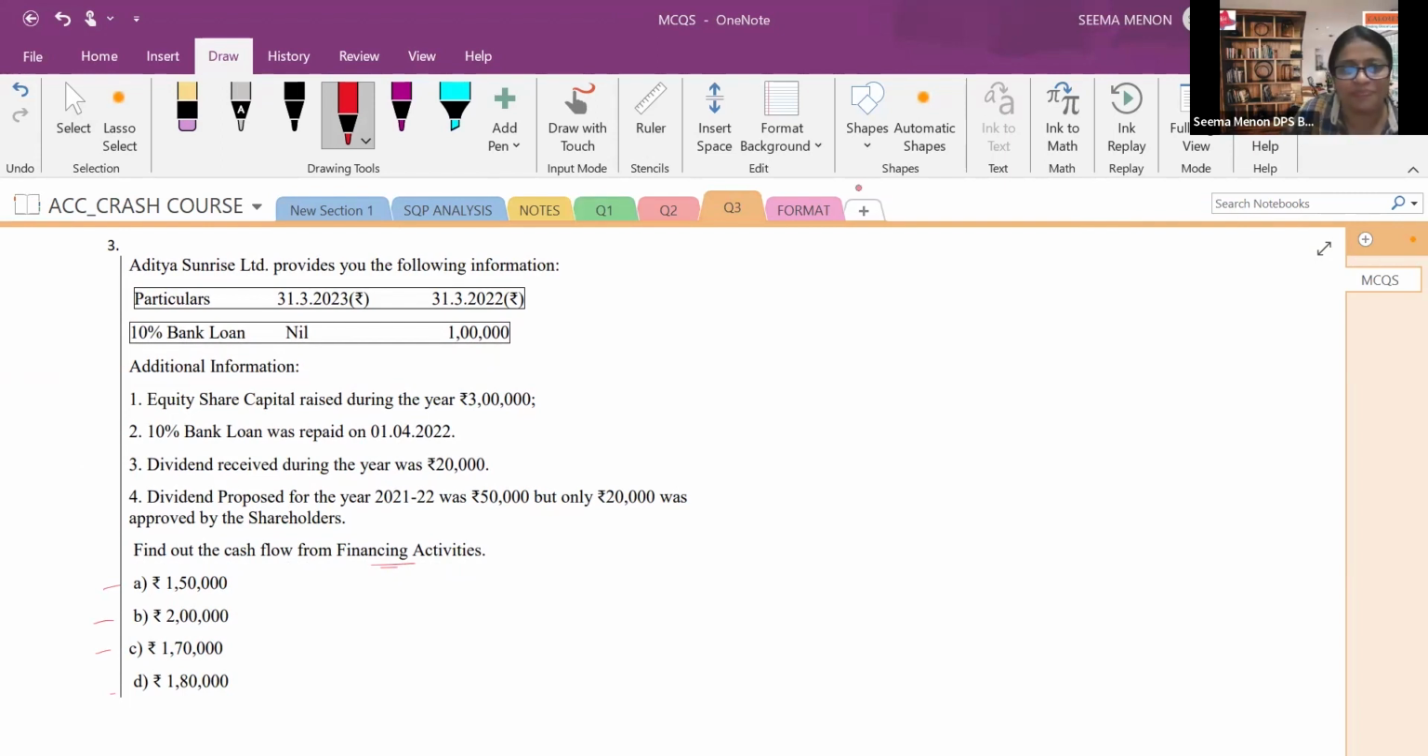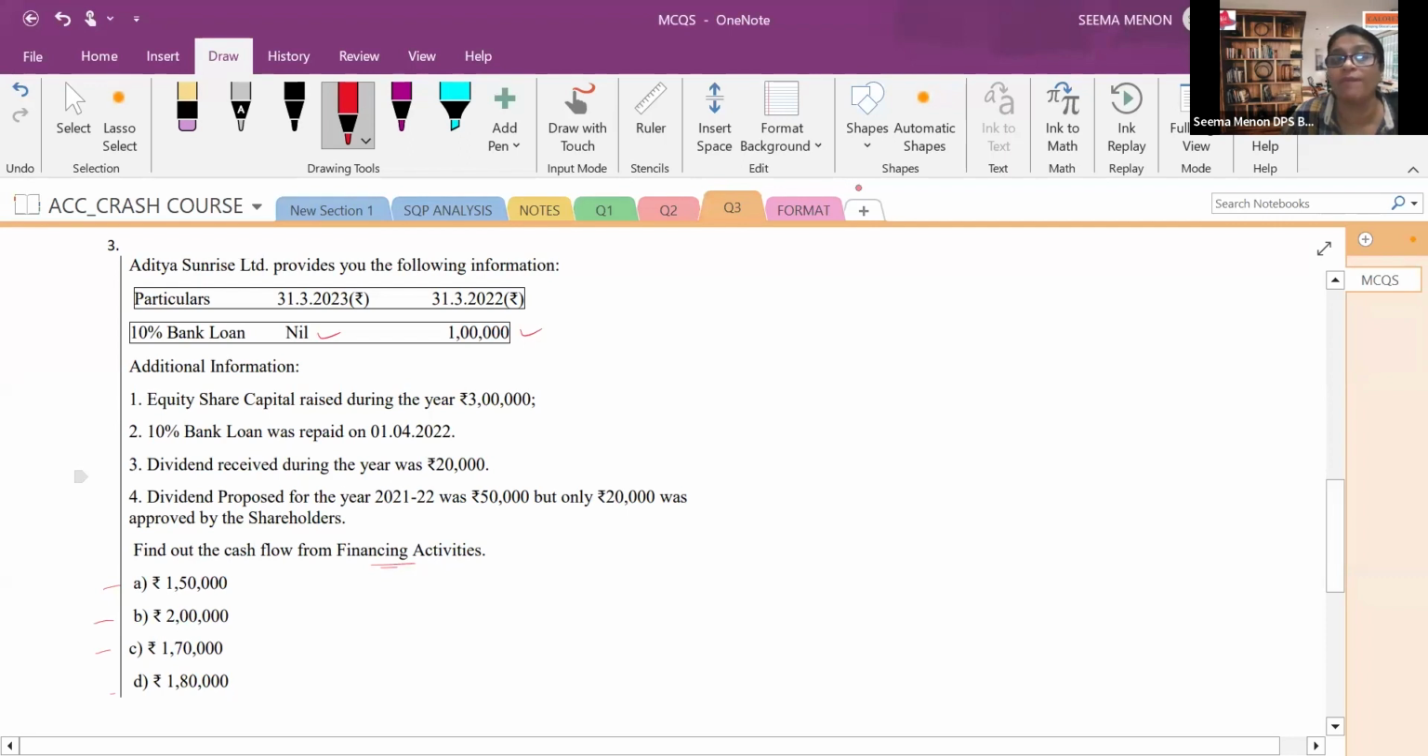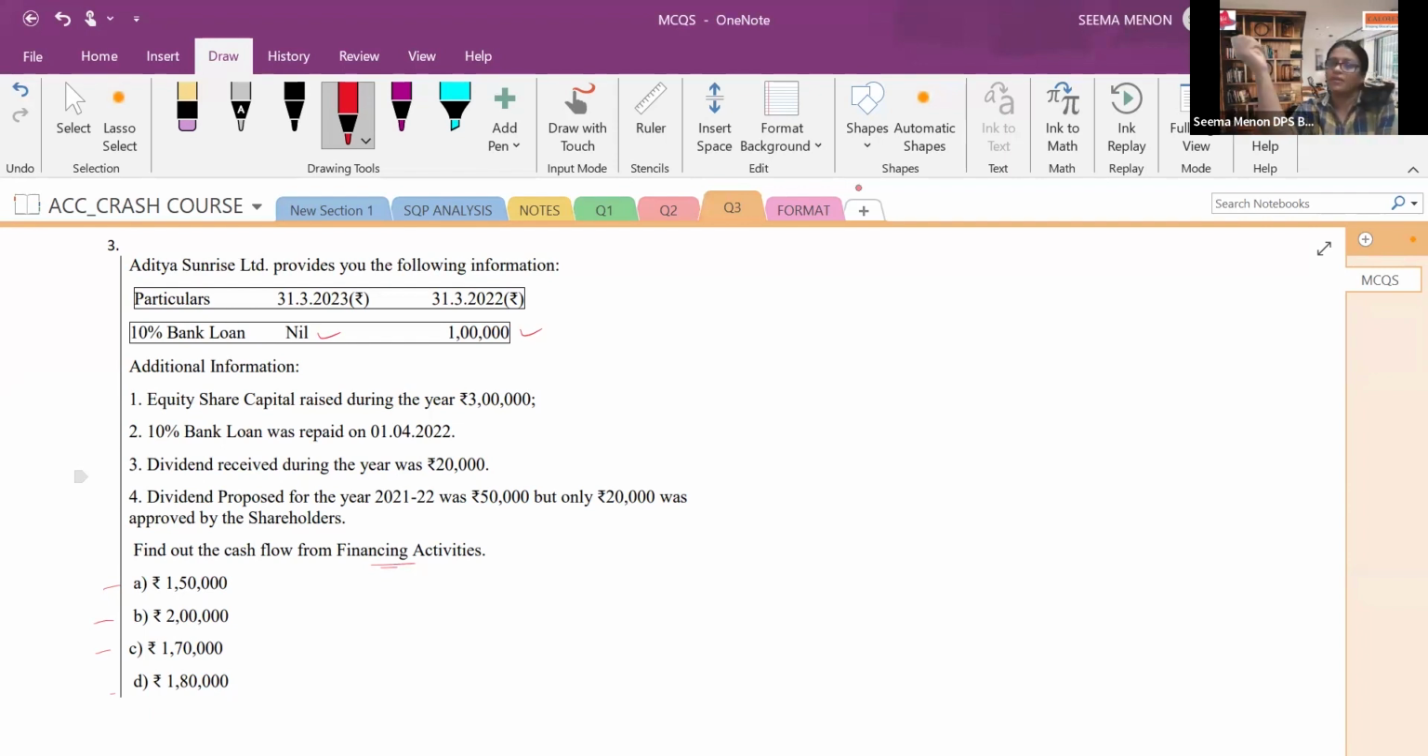How to do? You can see that Aditya Sunrise Limited provides you the following information. The 10% bank loan, 31st March 2022, was 1 lakh. In 23, it is nil. That means we repaid the bank loan. Let's see the additional information. Equity share capital raised during the year, that is 3 lakh. So raised means there is an inflow.